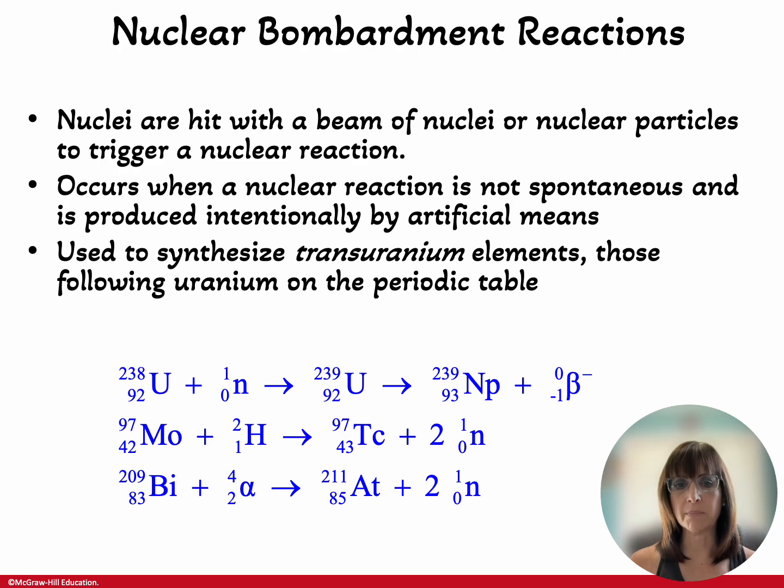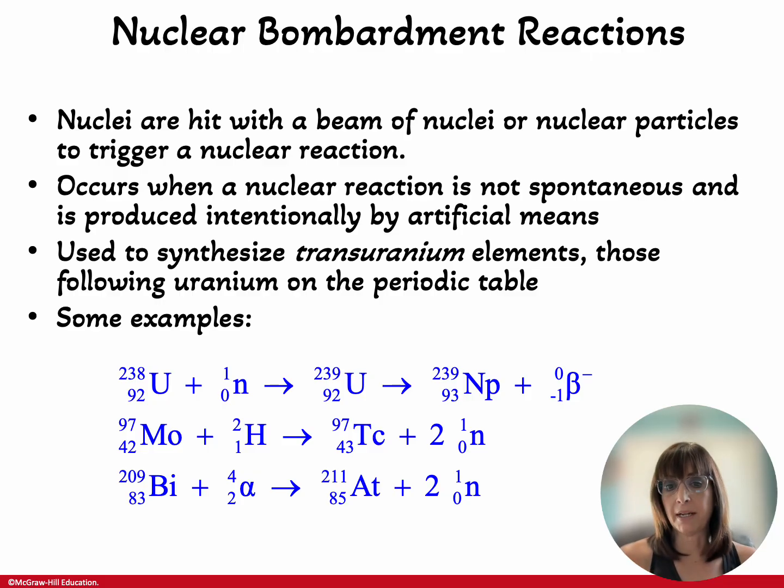So here are some examples. So the first one, you see uranium getting hit by a neutron, mass of 1, charge of nothing. Here's an element getting hit by an isotope of hydrogen where there's a mass of 2 instead of a mass of 1. So you have a proton and a neutron. And then the last one, you're being hit by an alpha particle. So there's different ways to do a nuclear bombardment, but it's really what it sounds like. You're bombarding the nucleus with something.